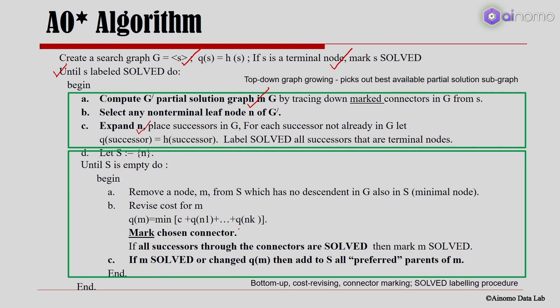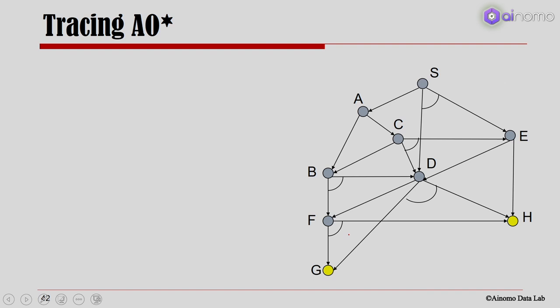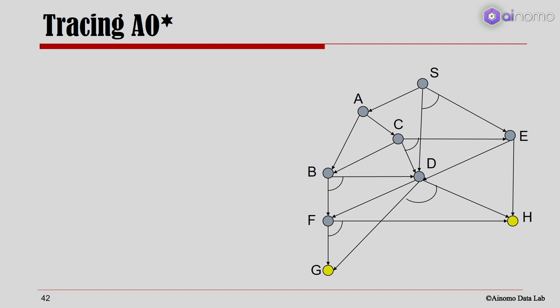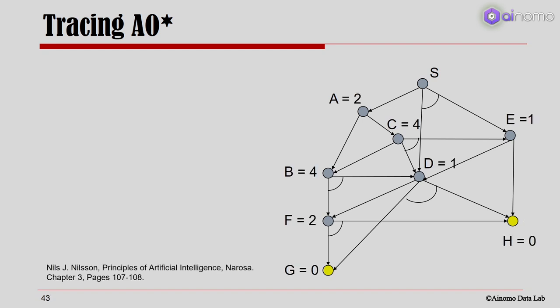So once all successes through the connectors are solved, then I mark that particular M as solved. And once we reach up to S, as we have seen in our explanation of the AND/OR graphs, we will terminate the search. So let us try to illustrate and trace the AO star algorithm in our particular example. On the right is the AND/OR graph that we have been looking at. Let us assume a couple of heuristic values for each of the nodes.